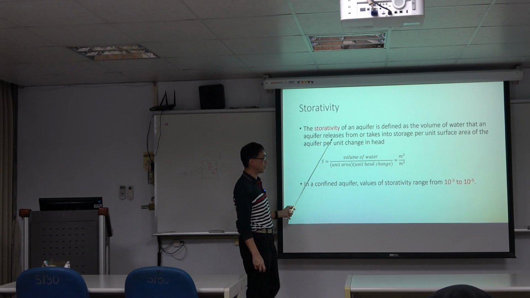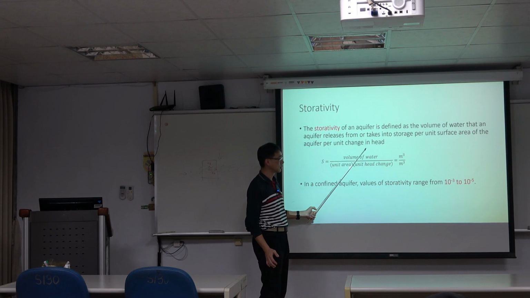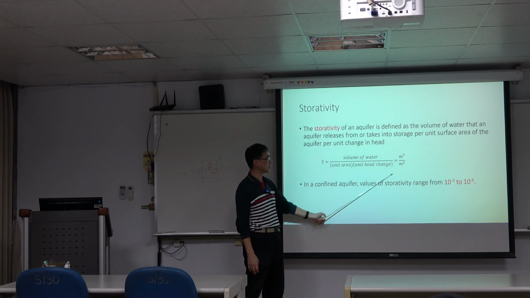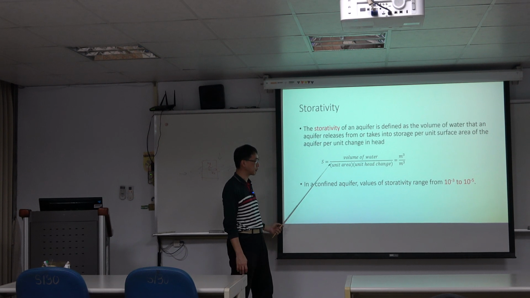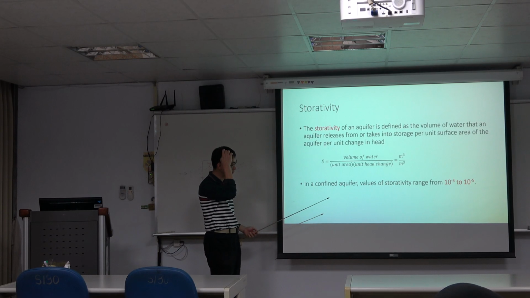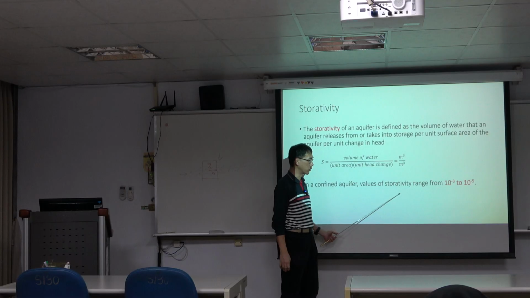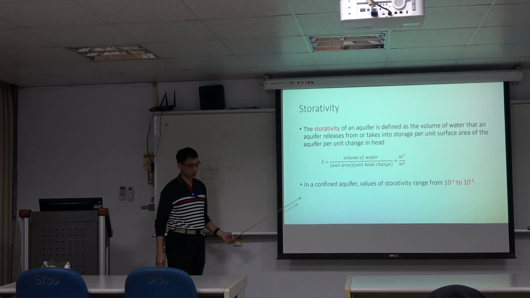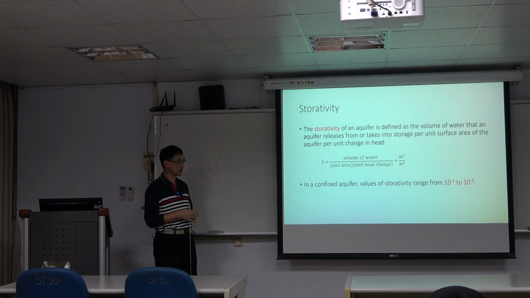The storativity of the aquifer is defined as the volume of water that the aquifer releases from or takes into storage per unit surface area of the aquifer. Okay. So the storativity is like this. For a unit decline of the head, how much water can be released, but we also divide by the unit area. So it looks like, per unit area, how much water you can obtain. So it becomes a kind of average. And for confined aquifers, the value of the storativity ranges from 10 to the minus 3 to 10 to the minus 5. So be careful with this quantity, because if you use different values, or if you do not have this common sense, you will get the wrong result.